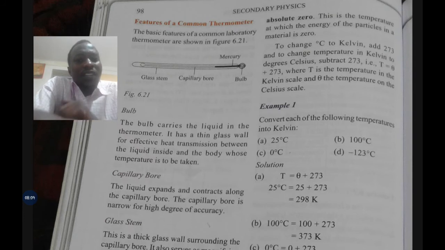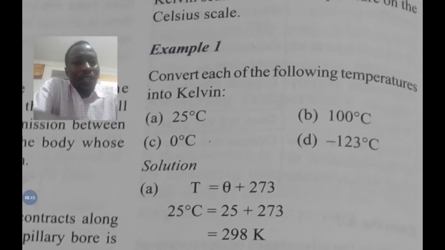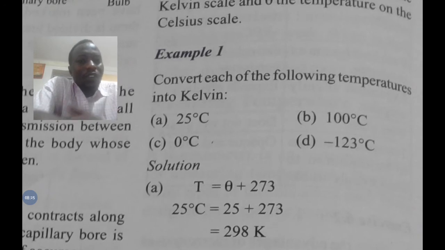To change degrees C to Kelvin, you simply add 273, which is a constant. And to change Kelvin to degrees C, you subtract the same constant, 273. Now we are having an example here. Look at this example. You're told to convert each of the following temperatures into Kelvin. We've said whenever you want to convert degrees C to Kelvin, you add 273.